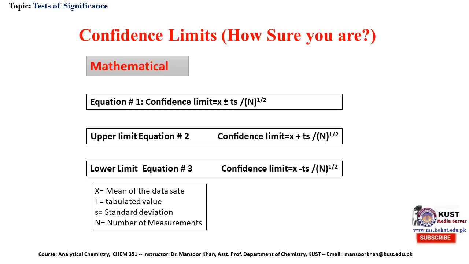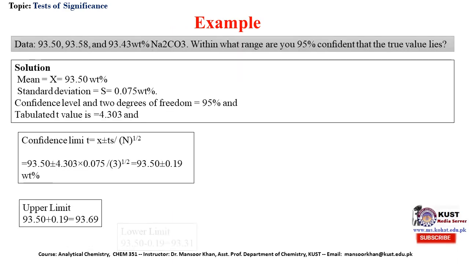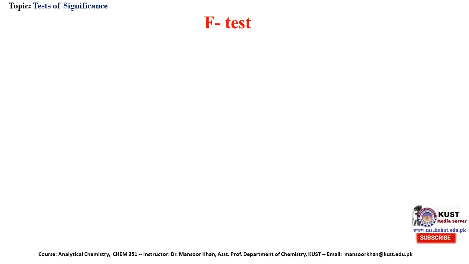Here x is the mean of the data set, t is the tabulated value, s is the standard deviation, and n is the number of measurements. Now we will go on to calculate the test of significance. The first one is the F-test.